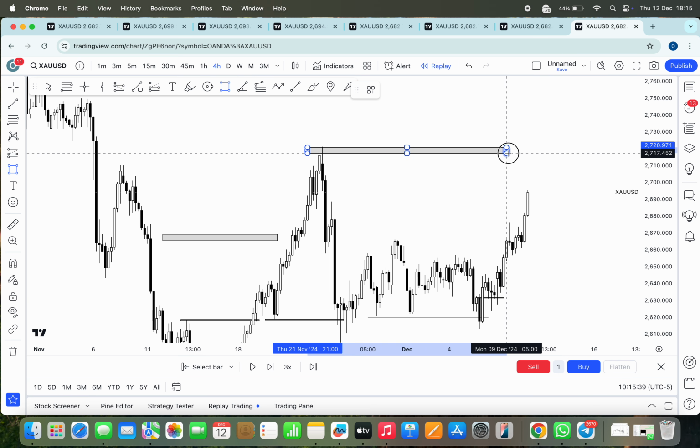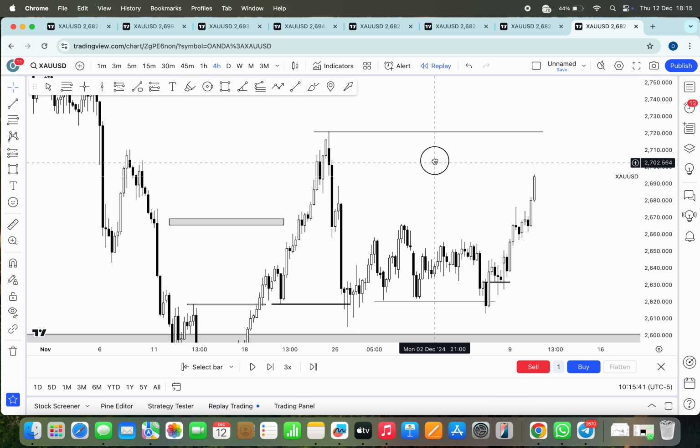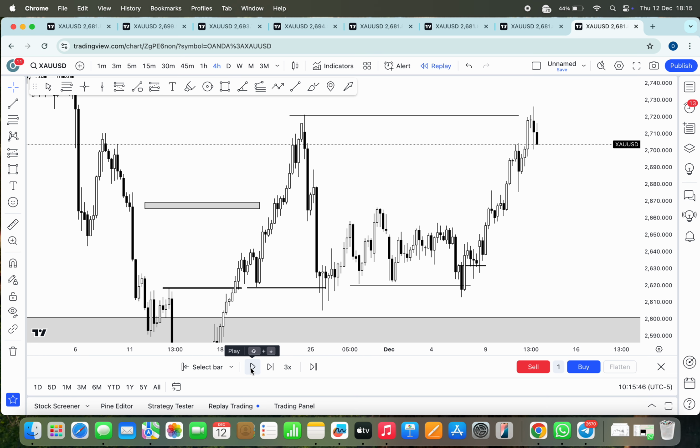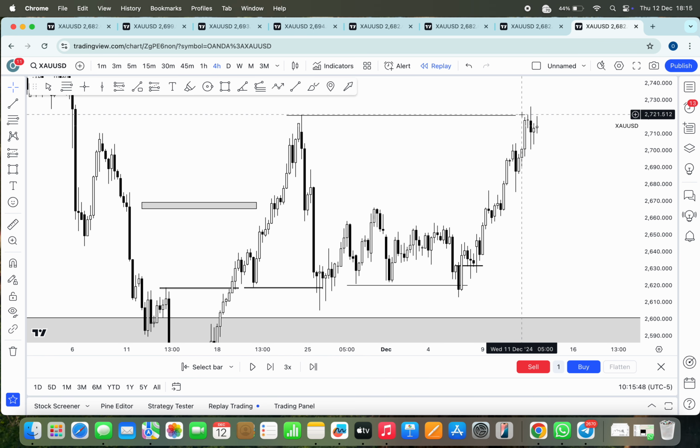So all you have to do is wait. Patience is key. You wait for your setup, the setup will play out and you'll make more money in the forex market.